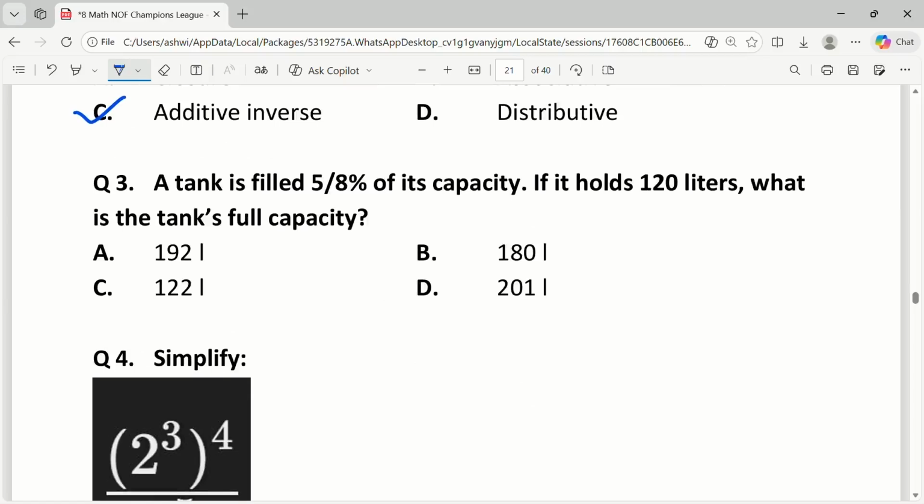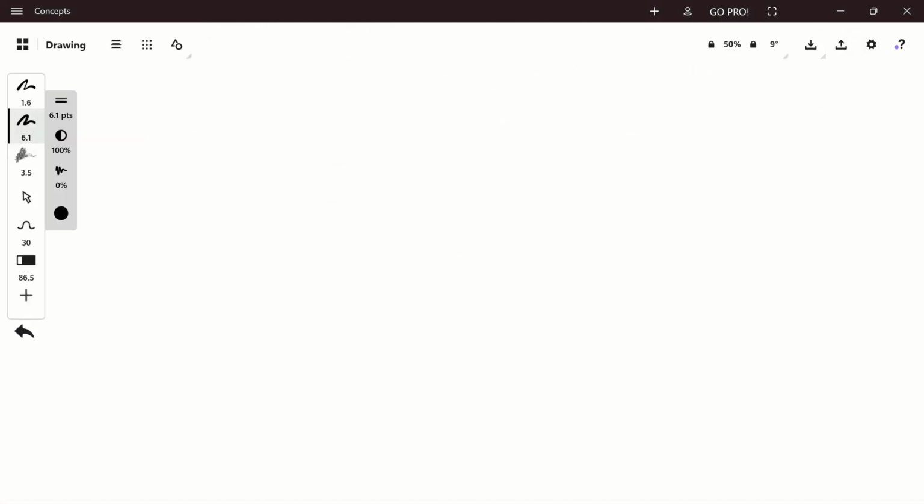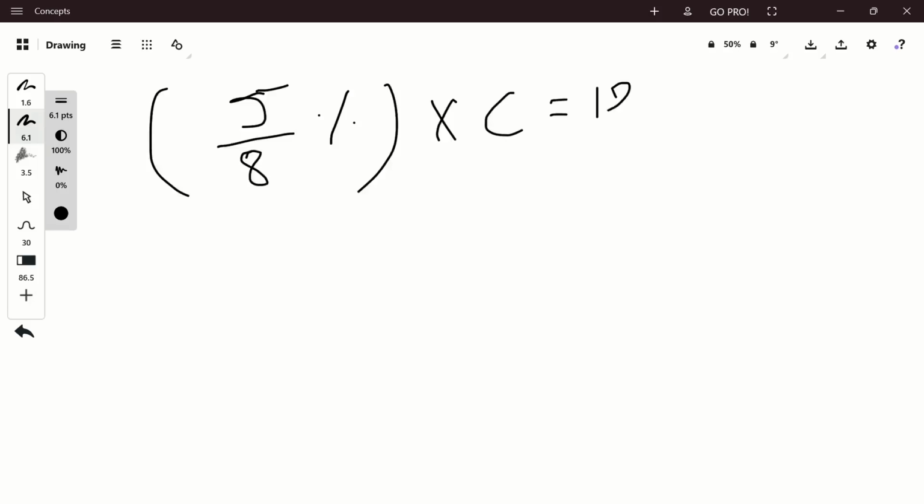A tank is filled 5 by 8% of its capacity. If it holds 120 liter, what is the tank's full capacity? Let C be the full capacity of the tank in liters. The problem states that 5 by 8% of the capacity is 120 liter. So 5 by 8% into C is equal to 120.